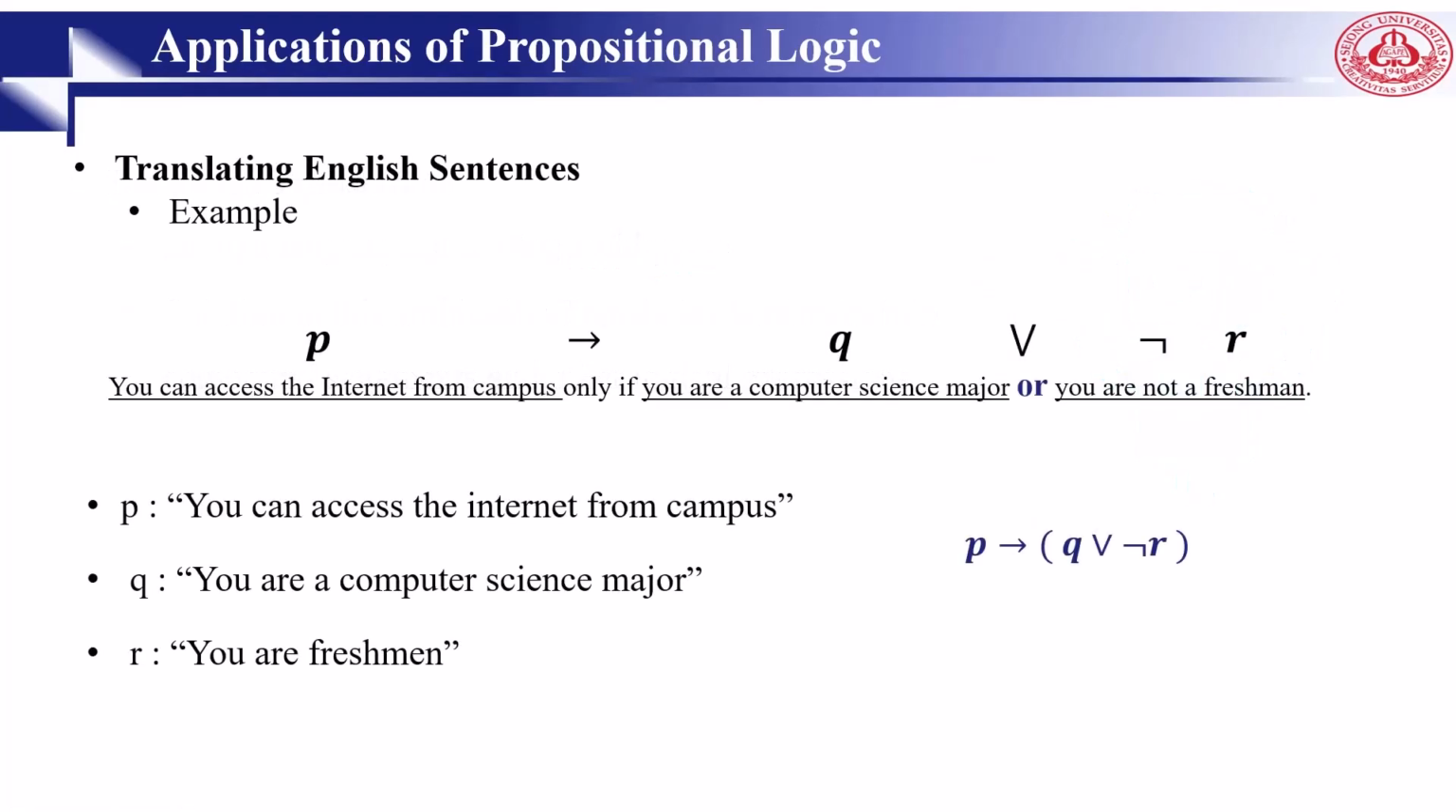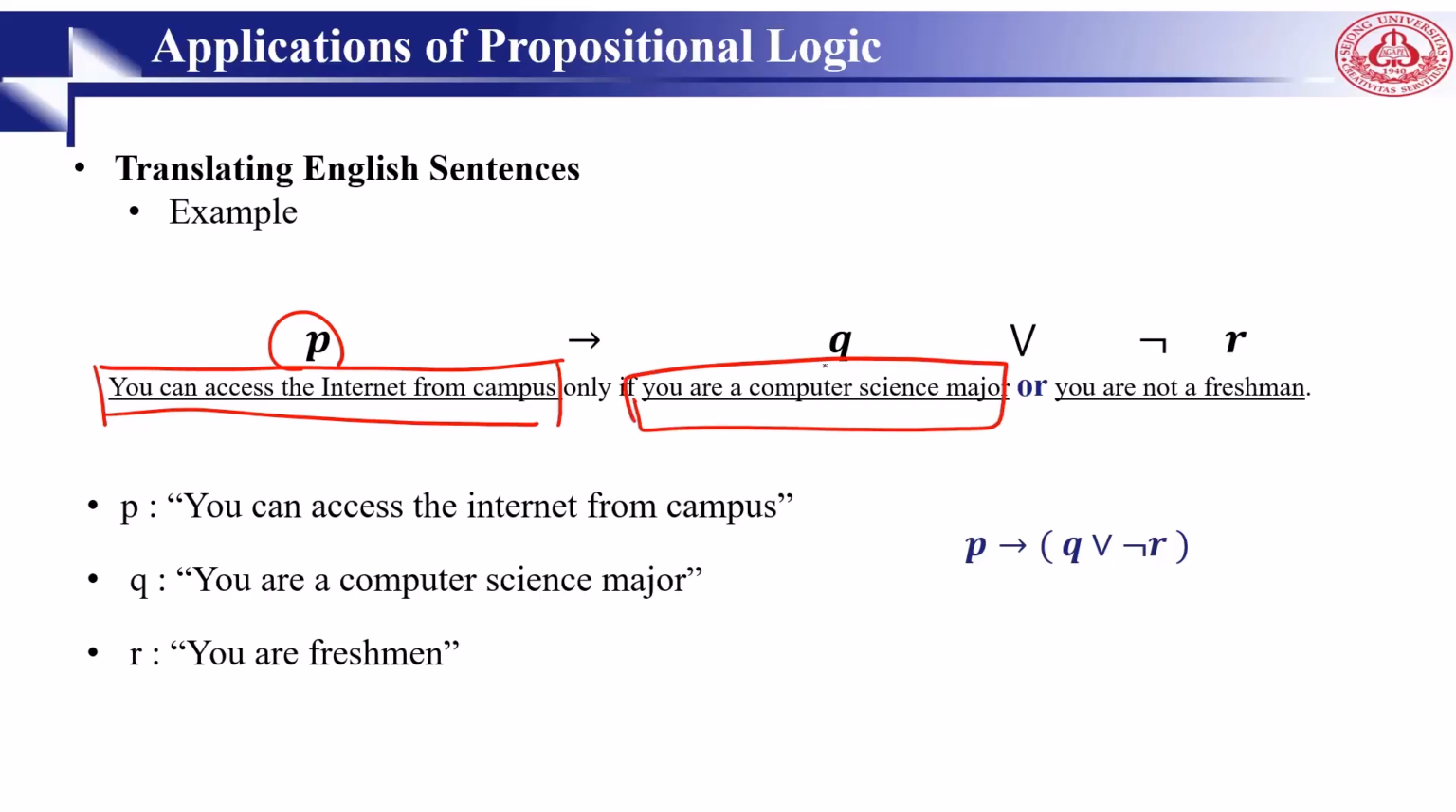For example, we want to translate this English sentence into another language, for example, Korean. So first of all, we need to analyze this sentence and make it using propositional logic. The sentence is, you can access the internet from campus only if you are a computer science major or you are not a freshman. Here, we have three propositions.